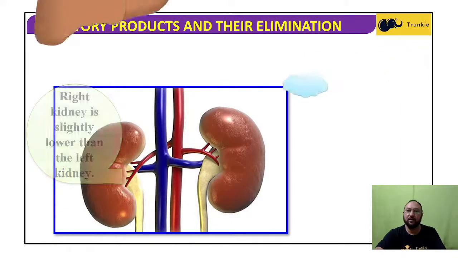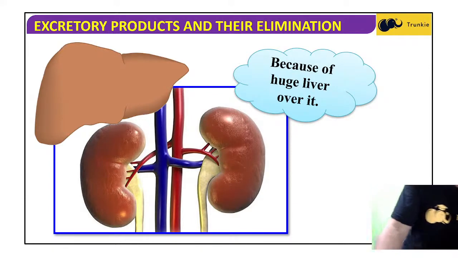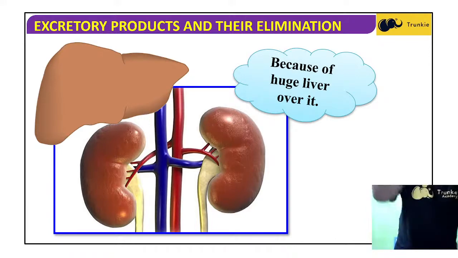Why? Because of the huge liver. That is the reason: the liver is a big and very important gland. Due to that, on the right hand side, the kidney is slightly lower as compared to the left hand side.